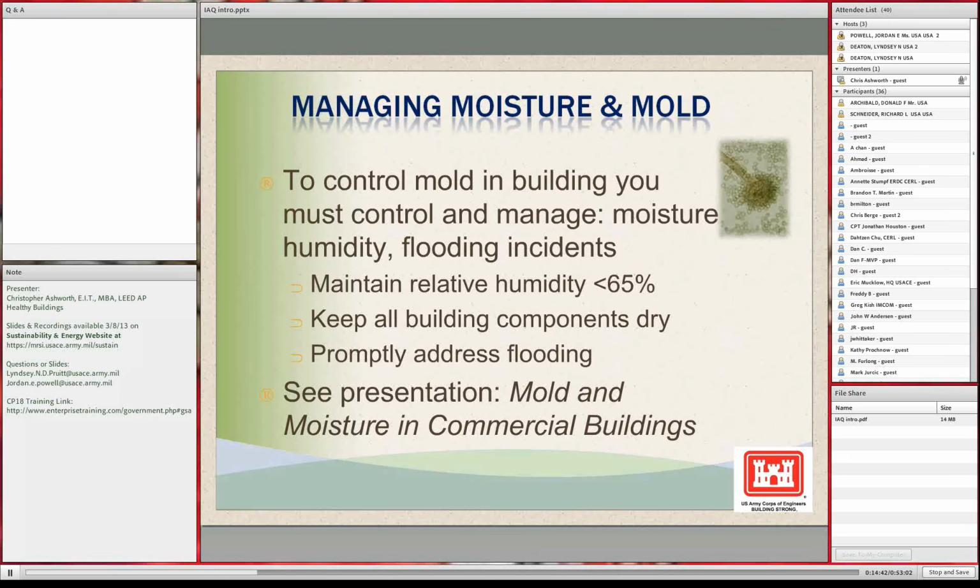Actually writing it into contracts where they have random site visits by an independent contractor to confirm the building conditions throughout the months, or after any major moisture or rain event. And the premise behind that is to stop things before they start.